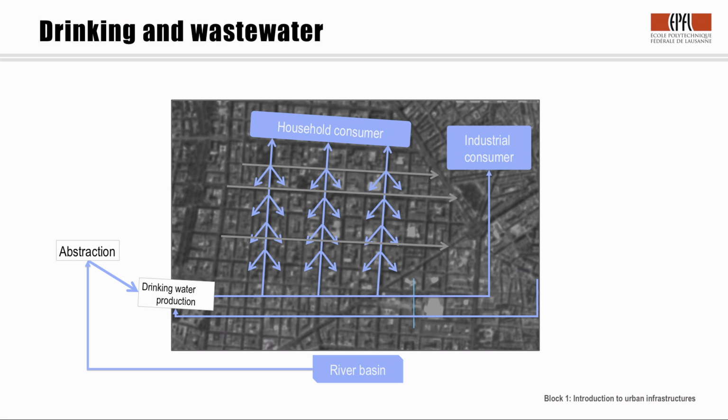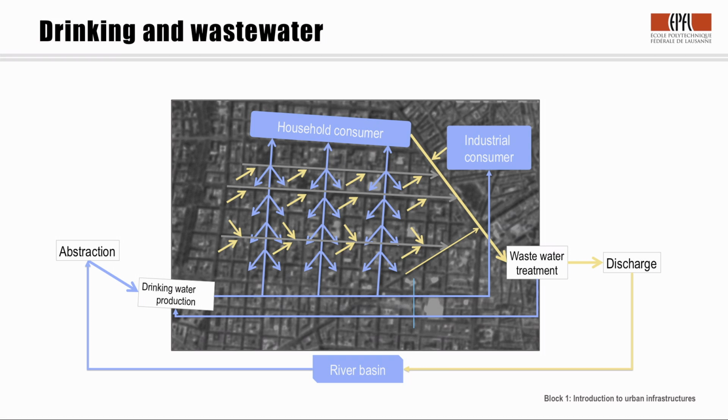Now, the drinking and the wastewater is a very interesting infrastructure in cities. Let's start with drinking water. So drinking water is generally abstracted out of the ground. We call this the river basin. And then the drinking water needs to be prepared before it can be distributed again to household consumers, individuals like you and me, or industrial consumers, which actually use up bigger amounts of water.